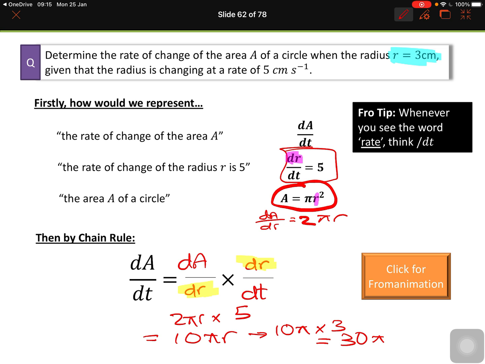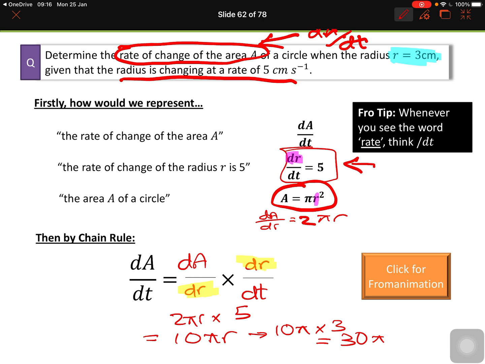So we were asked at the start to determine the rate of change of the area A. Well, that tells me straight away that what I'm after is dA/dt. Of a circle when the radius r, given that the radius is changing at a rate of 5 centimetres. So you've got to pick out the key information each time. The radius is changing at a rate of 5. Well, that's my dr/dt. And finally, because I'm talking about area, I need to think about my area formula.